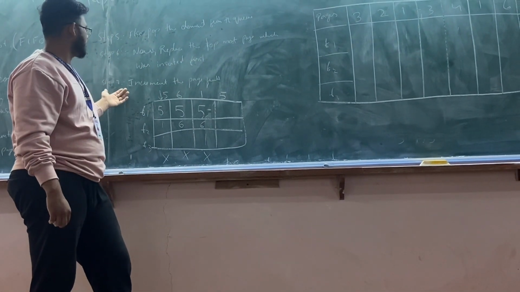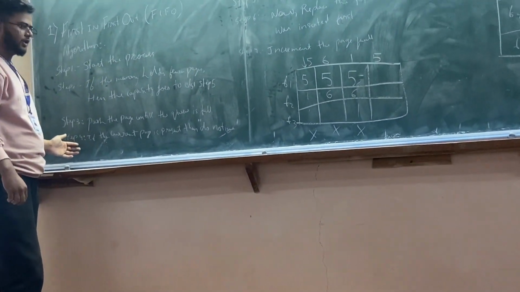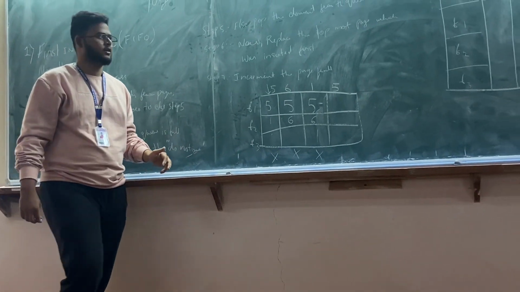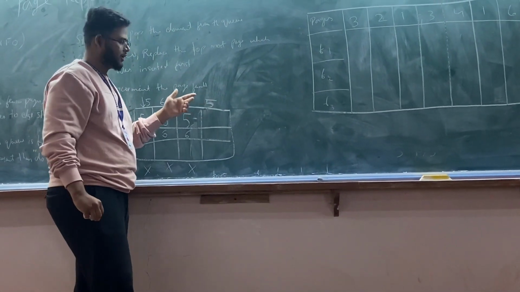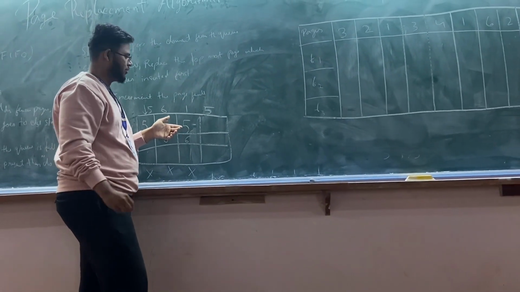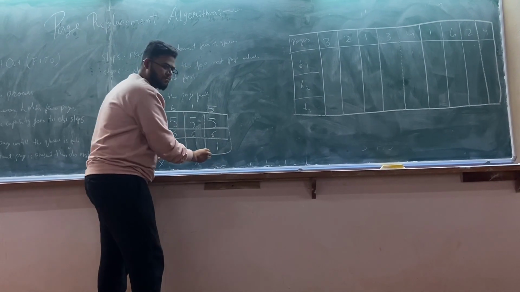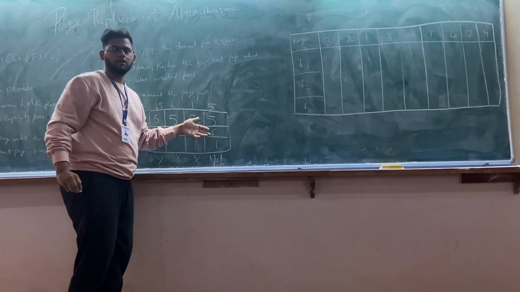Before that, in step 4 it says if the current page is present then do nothing. Now the page that occurred is page 5, but it was already present in the frame. So you have to do nothing. You have to write it the same. It is not a page fault. It becomes a hit. It means it got memory allocated.